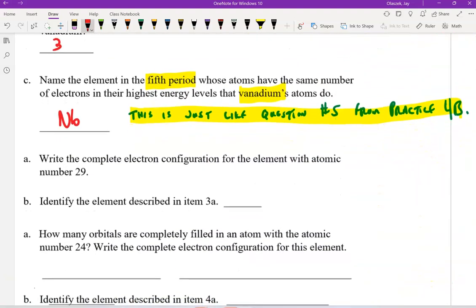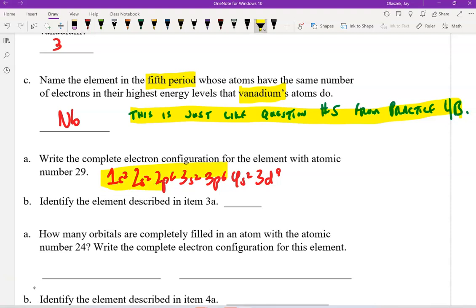Write the complete electron configuration of the element with the atomic number 29. It's copper, and it's got an electron configuration of 1s2, 2s2, 2p6, 3s2, 3p6, 4s2, 3d9. And that's the electron configuration. If you don't want to write it all the way out, here's the noble gas that is closest. That's our old buddy argon. And of course, after the argon electron configuration, it is 4s2, 3d9.